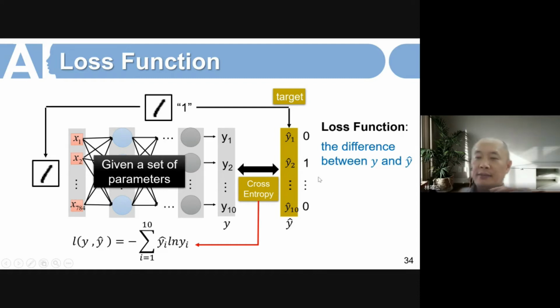You can use any kind of function to be the loss function. You can use the mean square error. You can use the cross entropy. In general, for classification, we use cross entropy. The performance will be better than the mean square error. I don't have time to explain that. You can Google it for more information on the loss function.